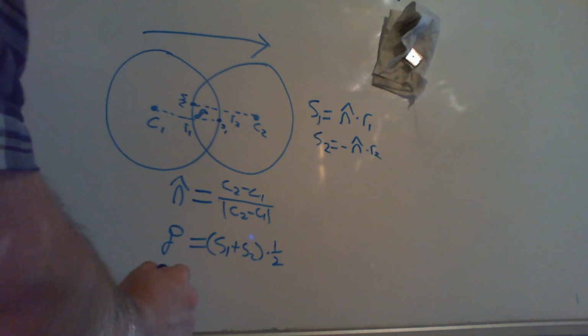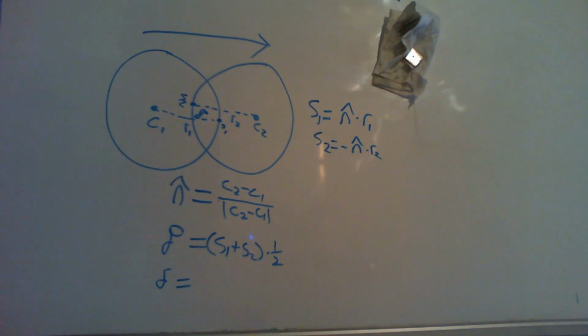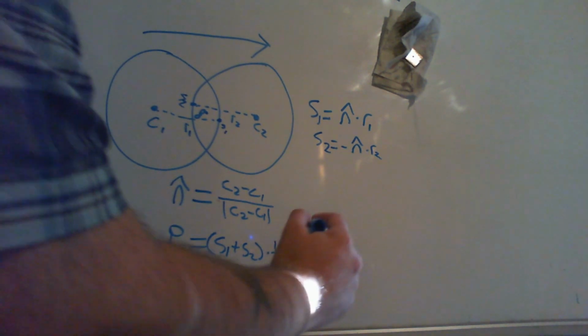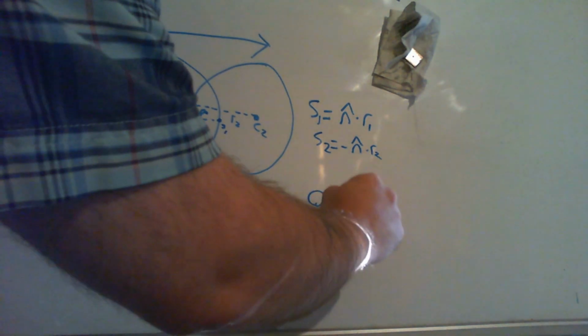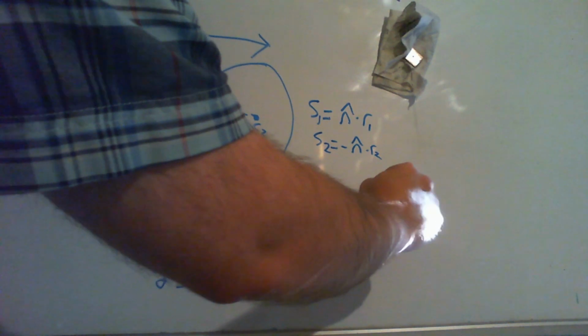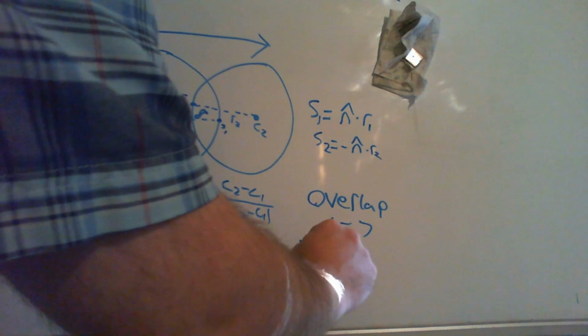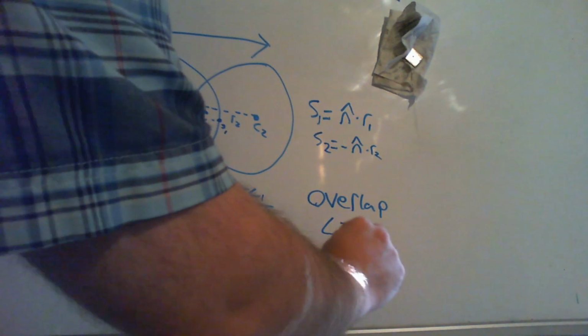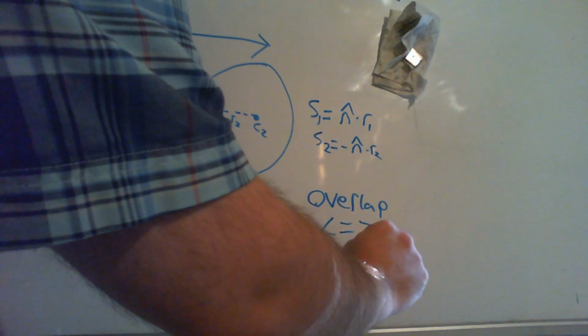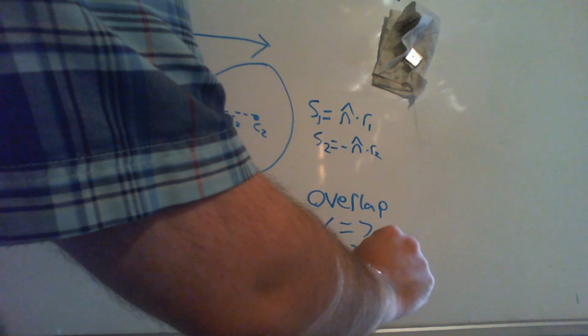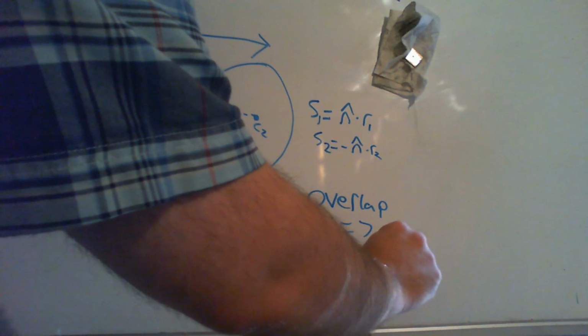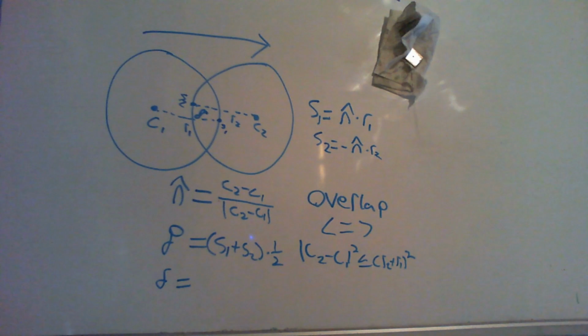Now for the penetration depth, I want to actually look at this geometrically. So first and foremost, I actually forgot this, but our overlap function, we can say that there is overlap when the distance between the two center points squared is less than or equal to the squared sum of the radii.